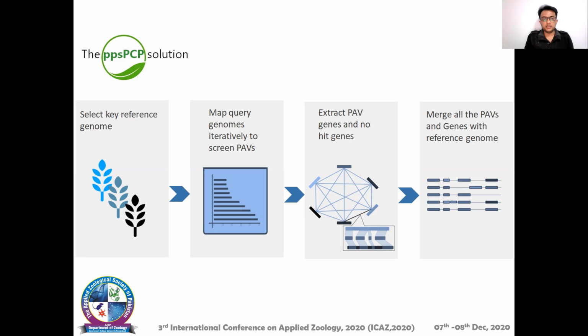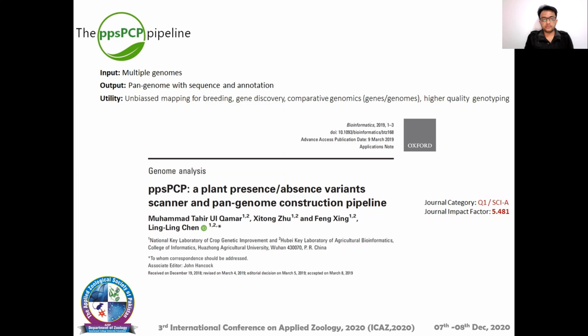Then you can compare your multiple query genomes with that reference genome. Our method will extract the PAVs from the query genomes and merge them with the reference genome to develop a new pan-genome. This is the simplest explanation. We submitted our protocol patent to the China Intellectual Property Right Administration, and it was accepted. Then we transformed our protocol into a pipeline to benefit the maximum number of people.